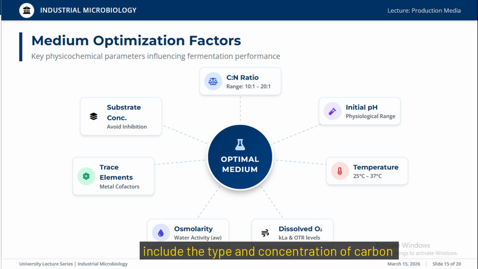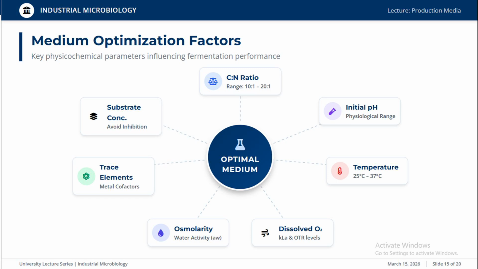These include the type and concentration of carbon source, nitrogen source, minerals, vitamins, precursors, and inducers. The carbon to nitrogen ratio is especially important because it affects whether metabolism is directed toward biomass or product. Osmotic pressure, pH, buffering capacity, and viscosity also influence growth and product formation. In aerobic fermentations, medium composition affects oxygen transfer by changing broth thickness and foam.